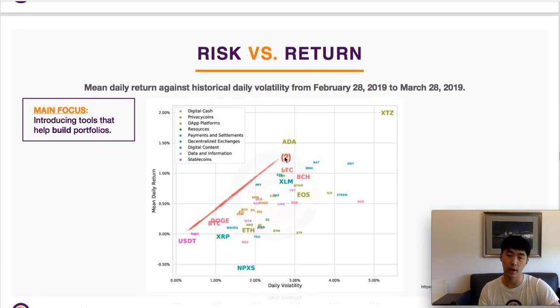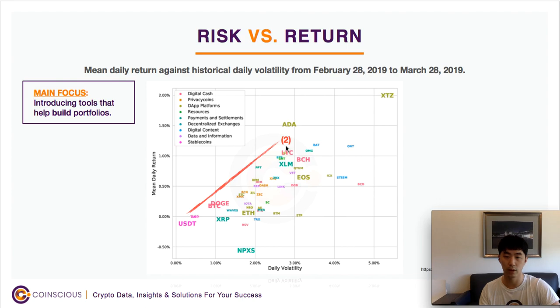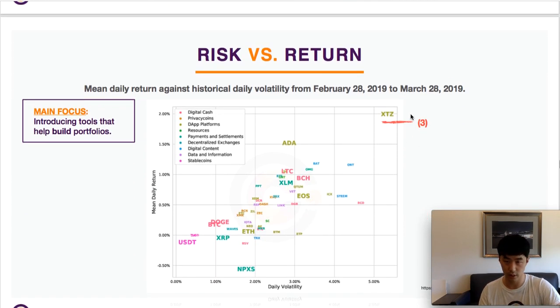So basically, following that statement, we want to choose the ones that are at the most left side of this diagonal line, because those are the ones that have the least volatility among the other coins that have the same returns. We can also see that XTZ is standing out. It has the highest mean daily return and also the highest daily volatility.